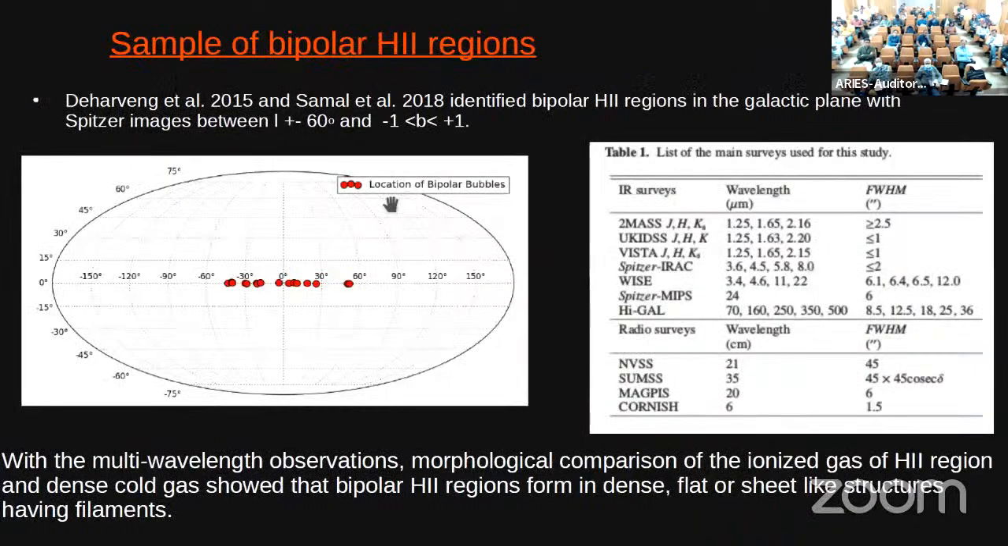Deharveng et al. 2015 and Samal et al. 2018 identified these bipolar H2 regions in the galactic plane with Spitzer images, using a large sample of data sets. It was a multi-wavelength study, and the identification was done within the galactic plane within this longitude and galactic latitude range. They found that these bipolar regions indeed form in a dense flat, sheet-like structure. With these observations, it was found that the cold gas morphology is a sheet-like structure which, when seen edge-on, looks like a linear structure in the plane of sky projection.